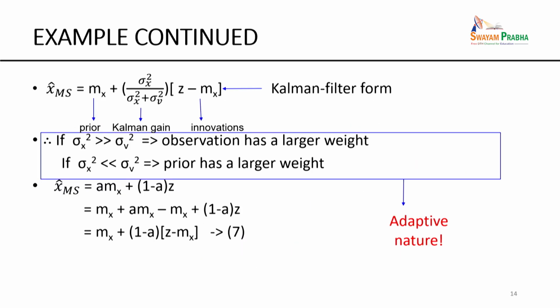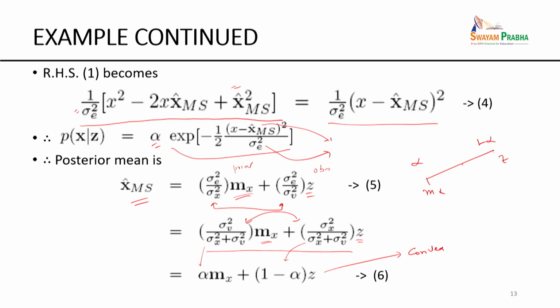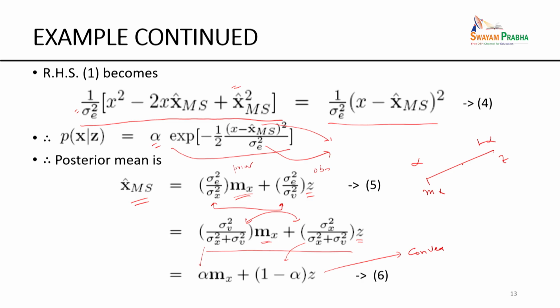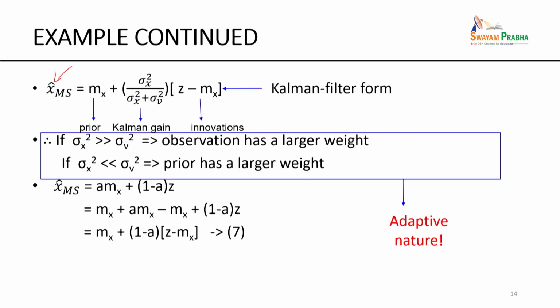I can also rewrite the expression at the bottom of slide 13, which is 6, as follows. Please understand, I can add and subtract mx. So I can rewrite x hat ms in the last equation 6 also as mx plus a weighting term times z minus mx. So what is mx? Mx is called the prior.